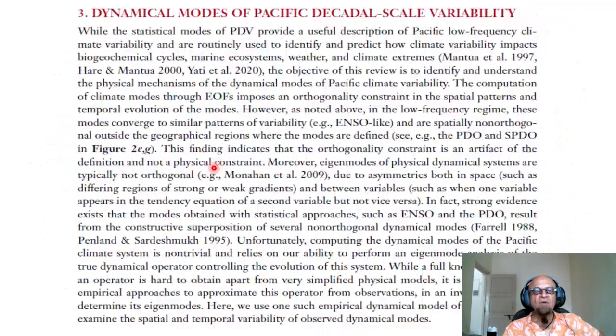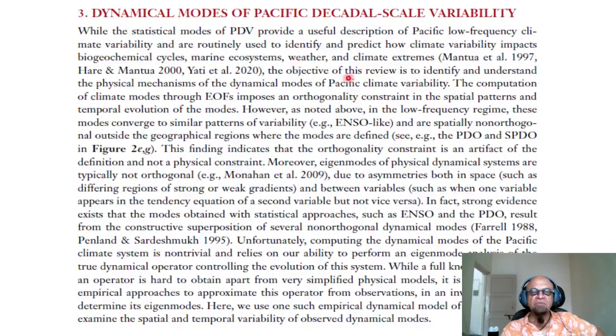And moving forward, what are the dynamical modes of Pacific decadal scale variability? I hope the sound is still okay. While the statistical modes of PDV provide a useful description of Pacific low-frequency climate variability and are routinely used to identify and predict how climate variability impacts biogeochemical cycles, marine ecosystems, weather and climate extremes, the objective of this review is to identify and understand the physical mechanisms of the dynamical modes of Pacific climate variability.